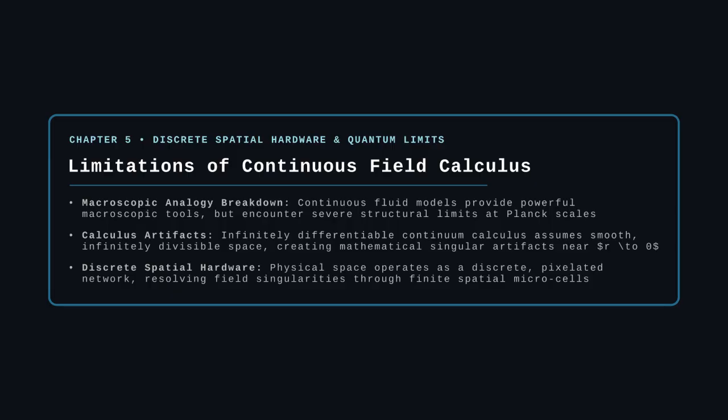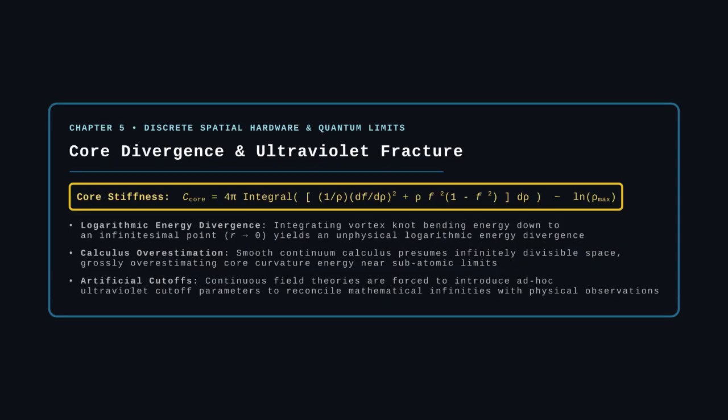While smooth fluid models offer valuable macroscopic analogies, continuous field calculus eventually encounters severe structural limitations when extrapolated down to the Planck scale. These limitations are not errors in execution. They're the unavoidable mathematical artifacts of applying continuous, infinitely differentiable calculus across real, three-dimensional space to a discrete, pixelated spatial hardware. Standard continuous fluid models exhibit 4 major structural fracture points when evaluated at the ultraviolet boundary. First, the core divergence problem.